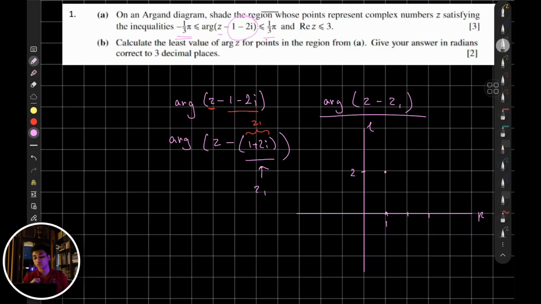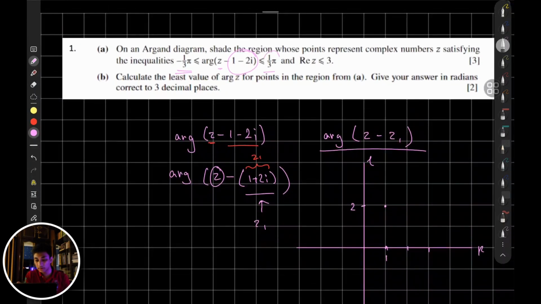Now they're telling you that z is going to be at a point between pi by 3. So you take your protractor, and draw pi by 3 from this point. From this point, you draw pi by 3 and you draw minus pi by 3. This is minus pi by 3.